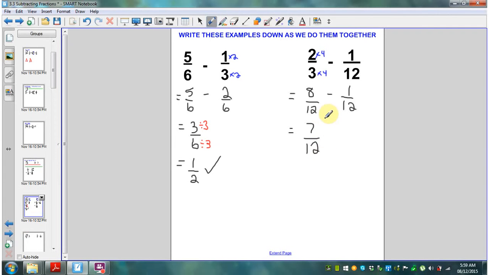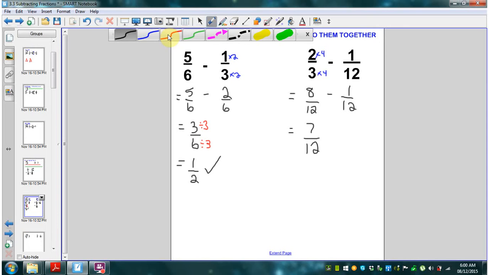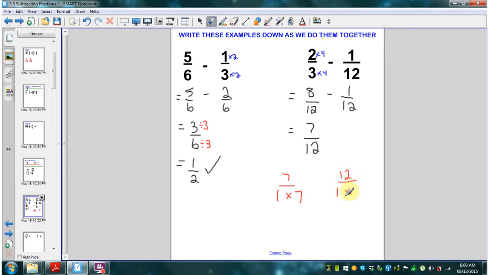Check and see if it can be simplified. And no, it can't, because 12 could be 2 times 6. Okay, I'm just actually going to write it out to show you. 7 is 1 times 7, but nothing else. 12, its factors are 1 times 12, 2 times 6, and 3 times 4.